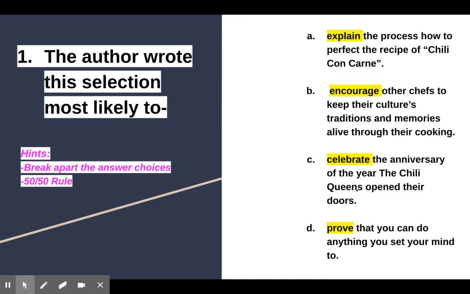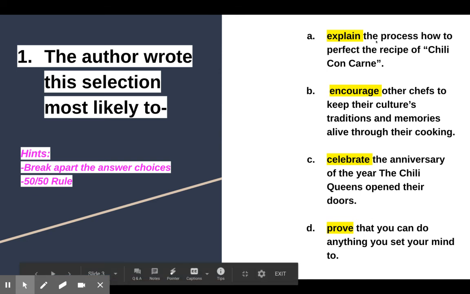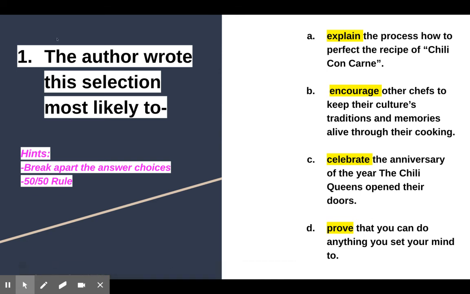Once you highlight the words, you're going to go into the actual answer choices. So the question says, the author wrote the selection most likely to. So it's an author's purpose question regarding the entire passage, not a particular paragraph. Let's make sure to always pay attention to what is being asked. Because there will be some times where the question is asking you to go into a specific paragraph.